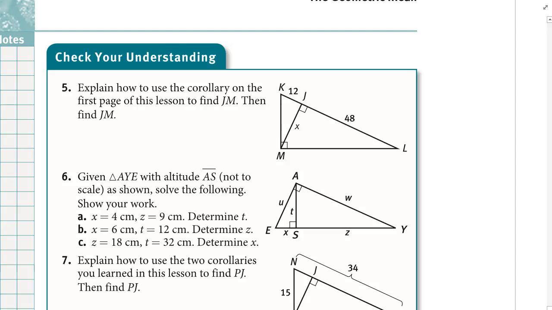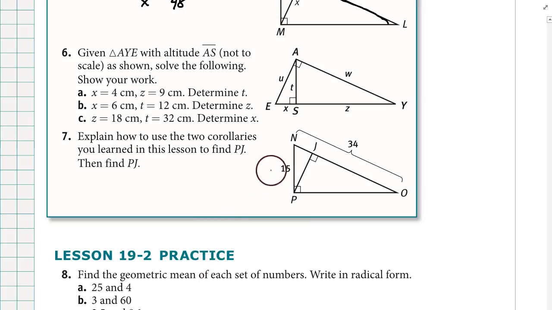Next, we have some check your understanding questions. Question 5. Explain how to use one of the corollaries to find JM. Then find JM. So here we have our triangle. We know some of the numbers. JM is the altitude. It has the letter x written on it. We have to know which corollary to use. So what's the 12? The 12 is the smallest part of the original hypotenuse. What's the 48? It's the other part of the original hypotenuse. We want to use corollary 1. 12 is to the x as x is to the 48. You could solve that with cross multiply.